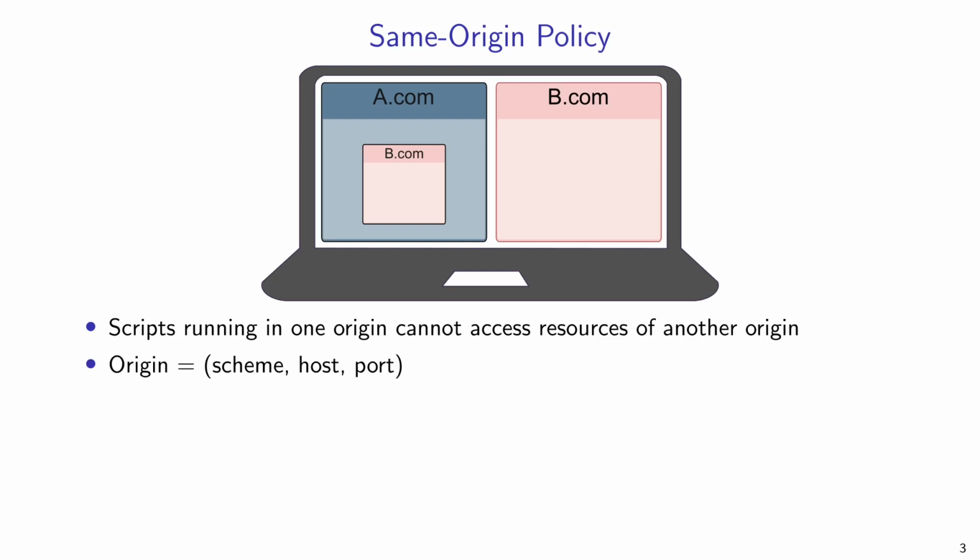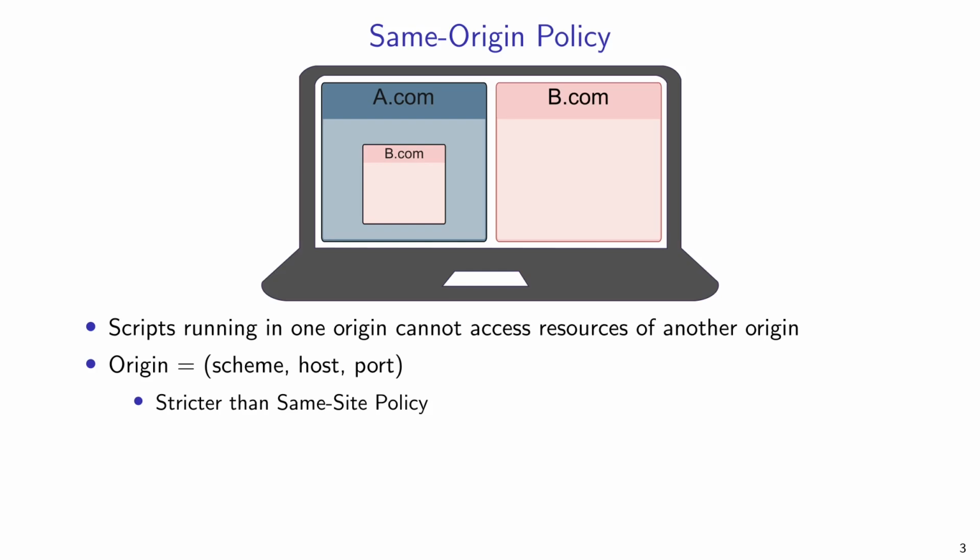Now, a website origin here is defined as a triple consisting of scheme, host, and port. This means that websites running on different hosts, even if they belong to the same root domain, will be considered different origins and therefore will be isolated from each other. So as you see, the same origin policy is much stricter than the same site policy used for sharing cookies, because the same site policy includes the root domain with all its subdomains.